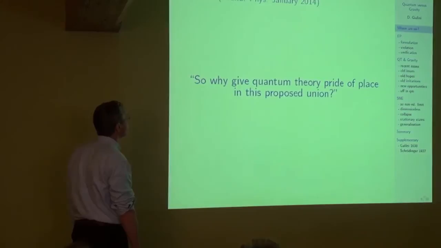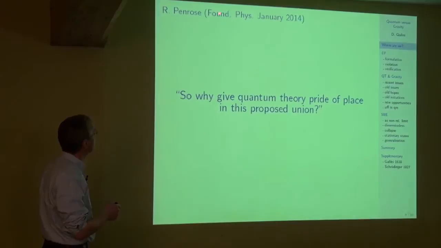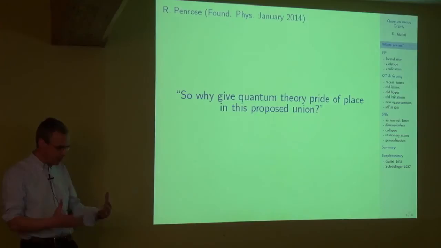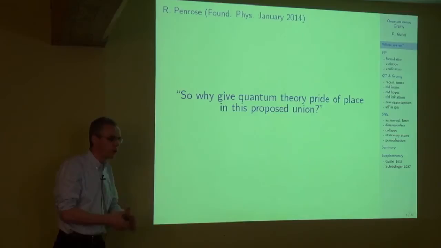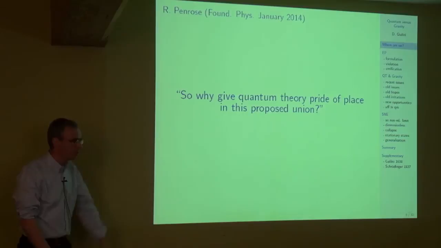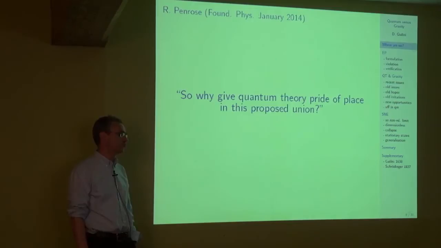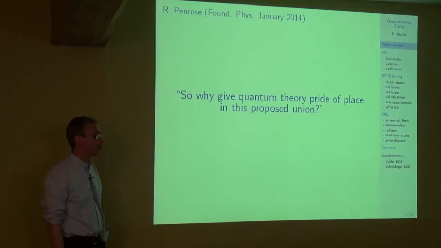And then the last opinion I want to display is a fairly recent paper by Roger Penrose, who always took the point of view, why do we always talk about quantizing relativity? I mean, you take a classical theory and then you do something with it. It undergoes a certain mathematical procedure and it becomes a quantum so-and-so theory. So quantum mechanics, quantum chromodynamics, quantum electrodynamics, and quantum gravity. Perhaps the union of the two will be such that the idea of quantum theory is at least as much changed as gravity will be changed. And so he says, why give quantum theory pride of place in this proposed union? Perhaps we should gravitize quantum theory. Whatever this means, it has many meanings.